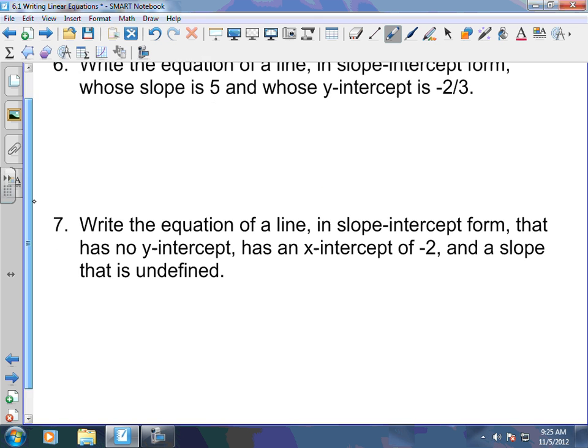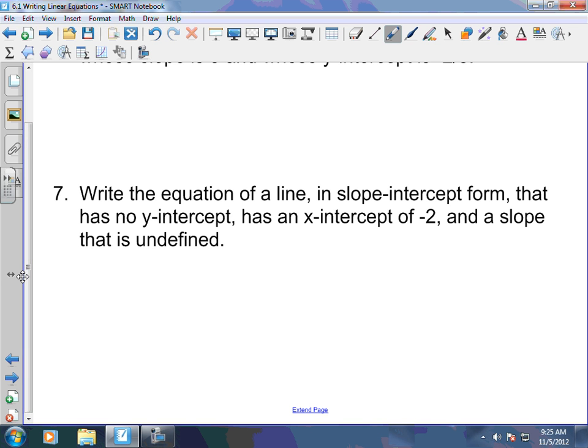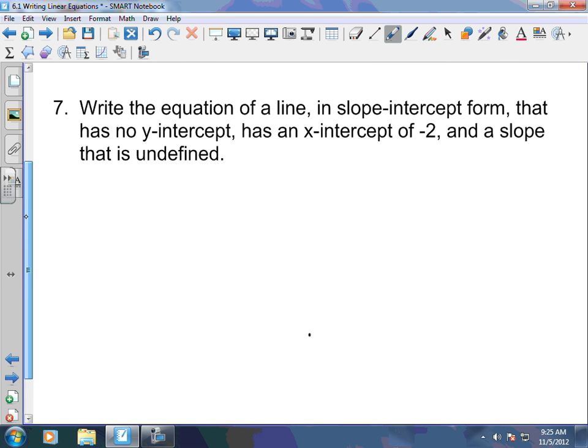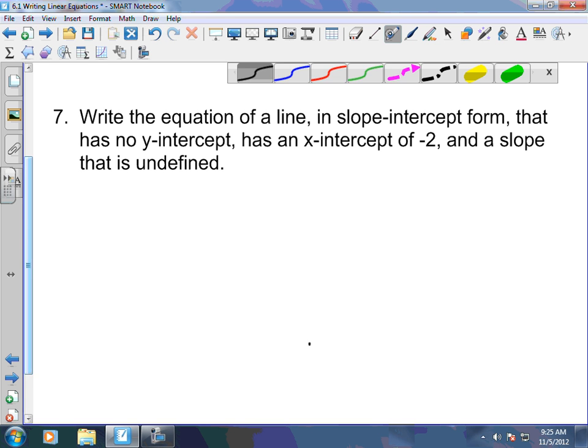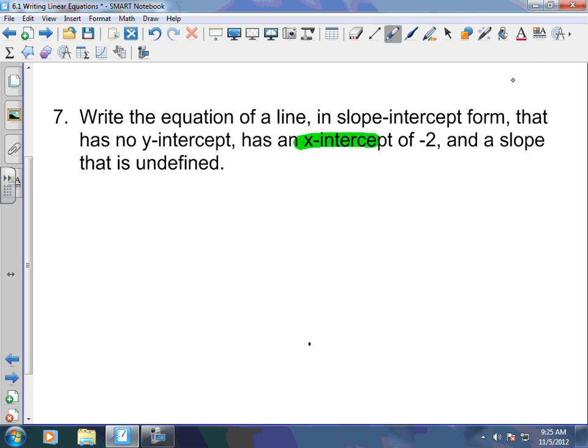Okay, we're going to skip number 6. We're going to go to number 7. Now, one thing you see here in number 7 is you see the words x-intercept. Write the equation of a line in slope-intercept form that has no y-intercept. It never touches the y-intercept, okay? And has an x-intercept of negative 2 and a slope that is undefined. Whenever you see this, all you write is x equals negative 2.